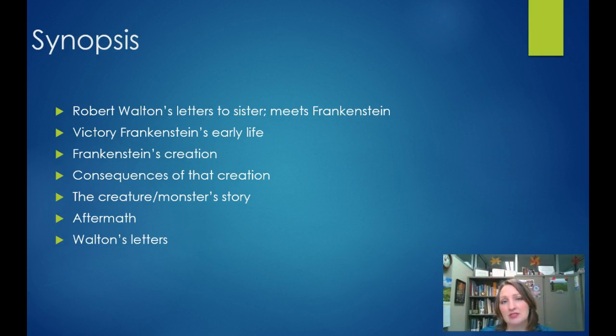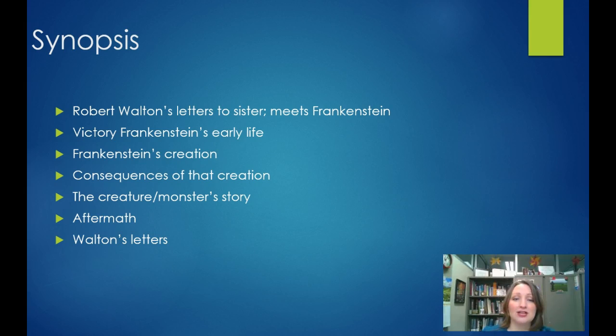And then a short synopsis of the plot of Frankenstein. We begin with Robert Walton's letters to his sister. So he is also an ambitious man who is seeking to conquer the Arctic Circle. He wants to sail that way, and he is encountering an equally ambitious man in Dr. Frankenstein, who wanted to reanimate life. And so you have two ambitious men who meet by chance and who are inspired or influenced by one another.